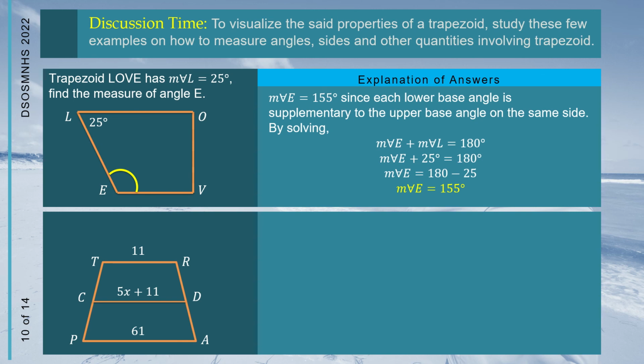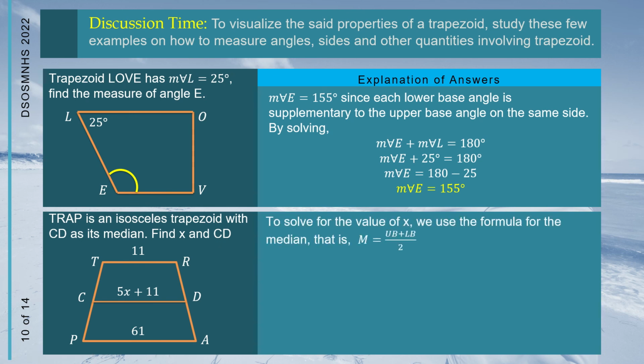Second example. This one is isosceles trapezoid. TRAP is an isosceles trapezoid with CD as its median. Find X and median CD. Why did I say median? Because about dito nga kanang segment is we call median. Muna ko insert lang word nga median CD.